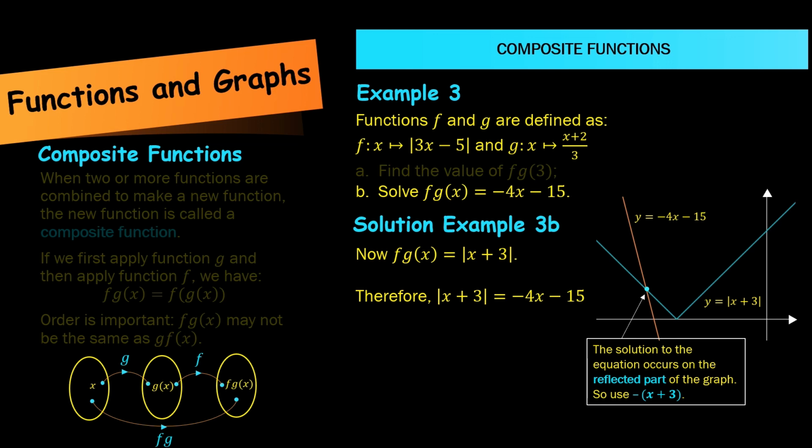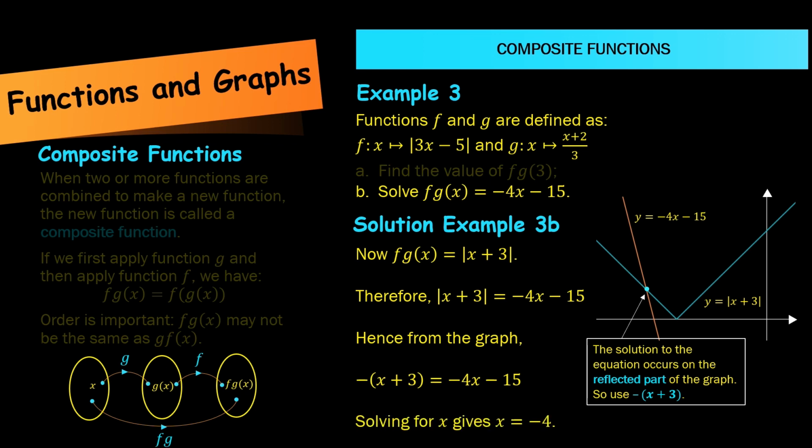So from the graph, we have minus x plus 3, which of course replaces mod x plus 3, equals minus 4x minus 15. And then solving for x gives us that x equals minus 4.